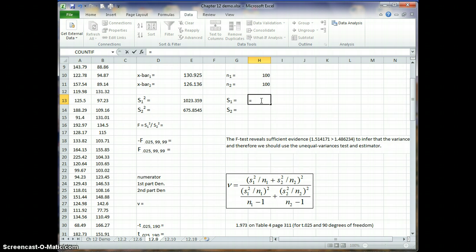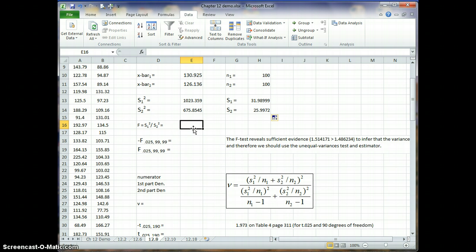Now, for some reason we wanted the standard deviation. We also could do that. I don't know that we really need it in this case, but the square root, SQRT, and then inside the parentheses, just select that cell, which gives us 31.9888. And again, I can just drag the fill handle, and it automatically copies it down. So we're good.